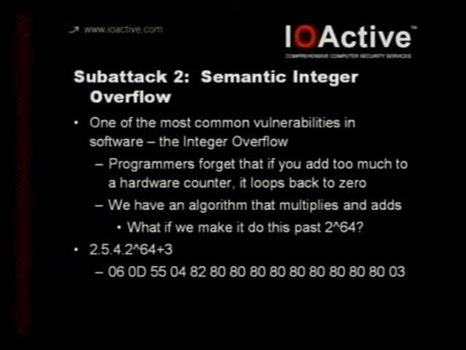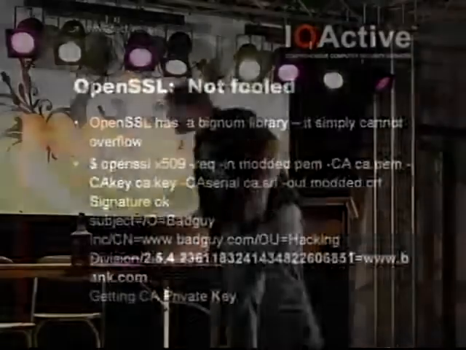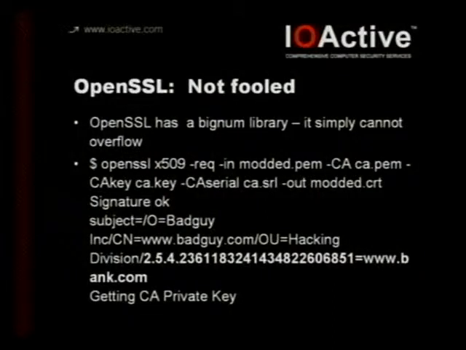What if you have 2.5.4.2 to the 64 plus 3? That's what it looks like in hex. You have the 82 and a bunch of 80s. It turns out OpenSSL does not care because OpenSSL has what's called a bignum library, and it actually expands out 2 to the 64 all the way. It is not tricked whatsoever.